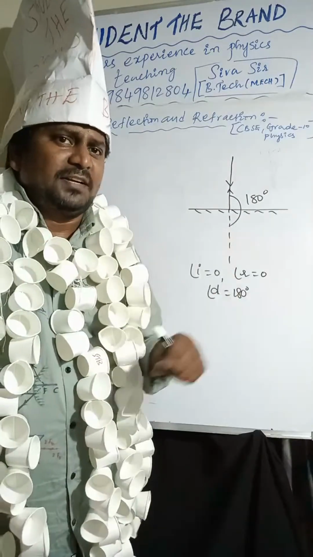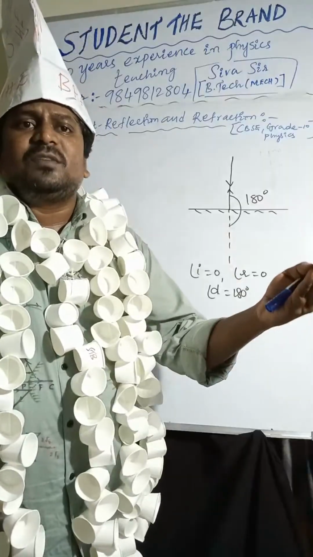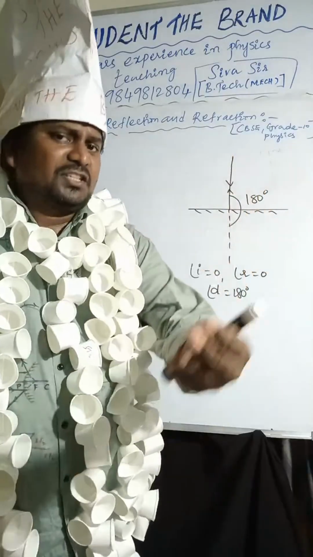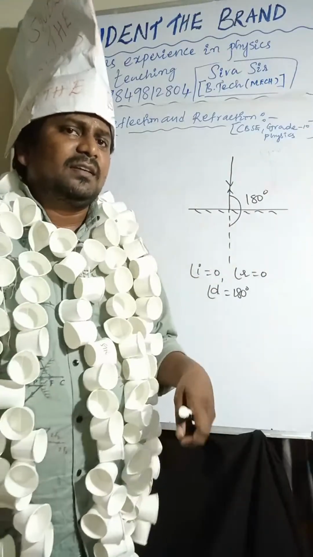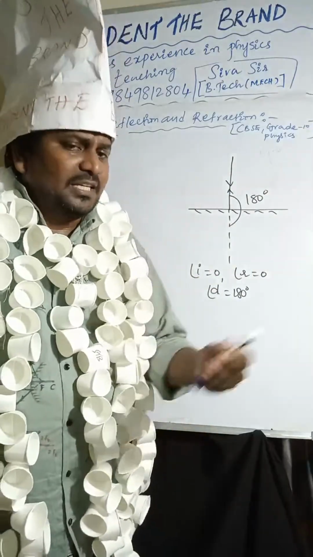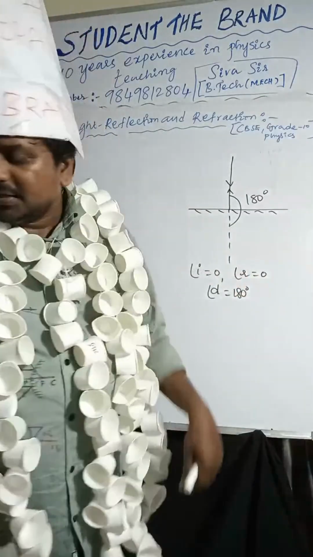Define reflection of light. The bouncing back of the light from the reflecting surface is called reflection of light. Okay then, can you explain types of reflection? Of course, we will discuss types of reflection.